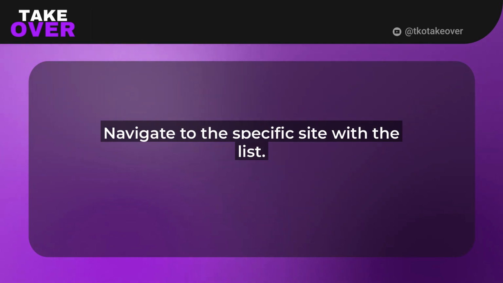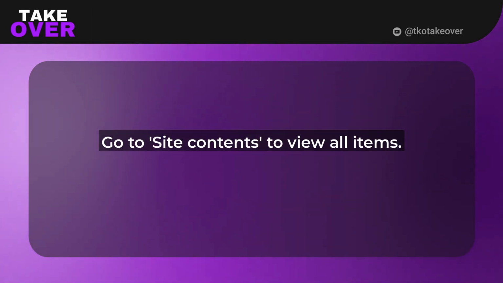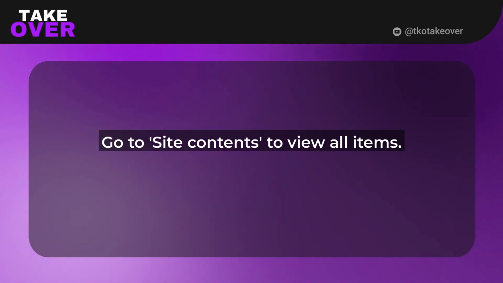Next, look for the Site Contents option, which is typically on the left-hand menu or under the Settings gear icon. Click on it, and you'll see a list of all the items in your site, including lists, libraries, and subsites. Find the list you want to delete. Maybe it's an old project tracker or a redundant form.